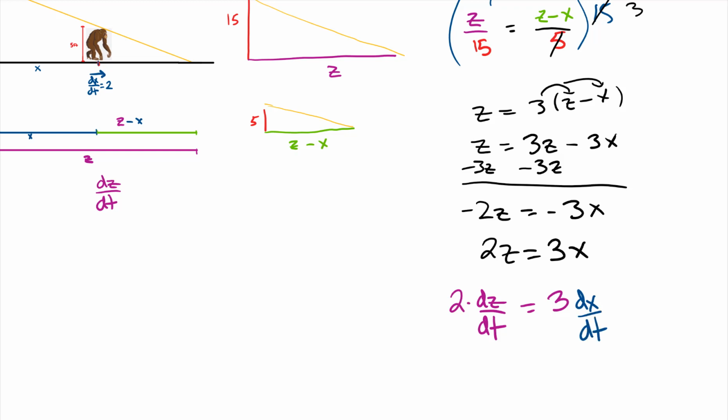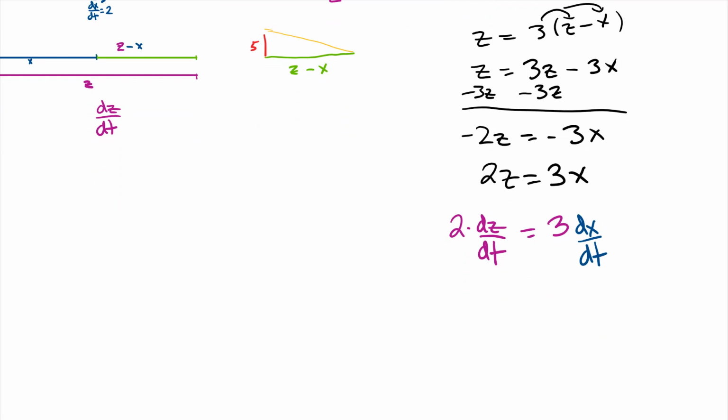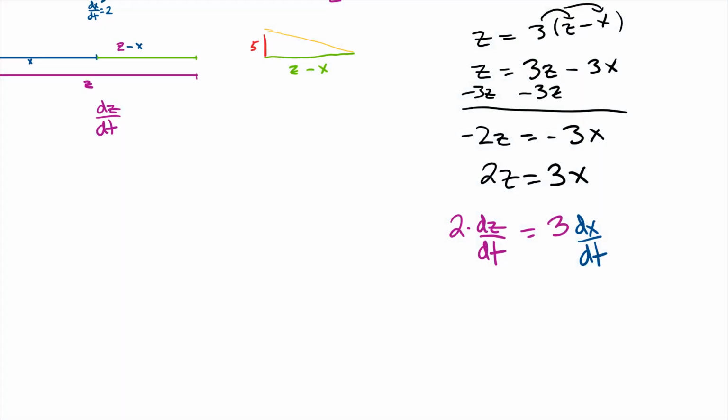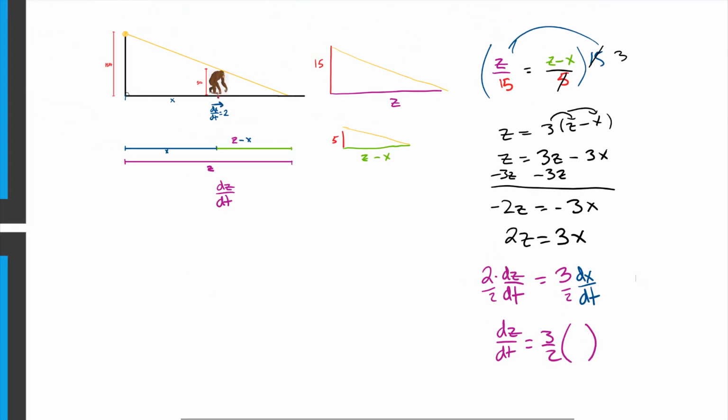Beautiful. Well, let's just do a little bit of algebra. Oh, no, let's plug it in first, right? All right, do a little bit of algebra. Divide out the 2, and we find out that dz dt is merely equal to 3 halves of whatever dx dt is. And dx dt from up above was equal to 2. So we plug it on in, and we find out that our dz dt is equal to 3.